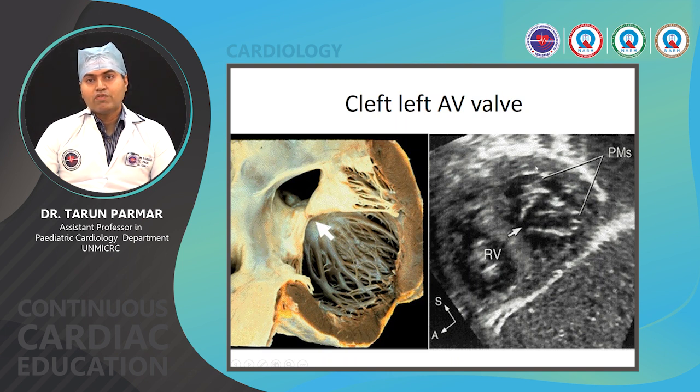This is the echocardiographic representation. This is a subcostal short axis view. You can see the superior and inferior bridging leaflet. This is the mural leaflet, and this is the cleft in the left AV valve. This is directed towards the mid portion of the interventricular septum. In the normal mitral valve, if there is a cleft, then it is directed toward the LVOT. So here this cleft is directed towards the mid portion of the interventricular septum.